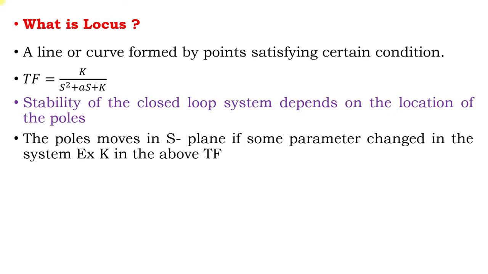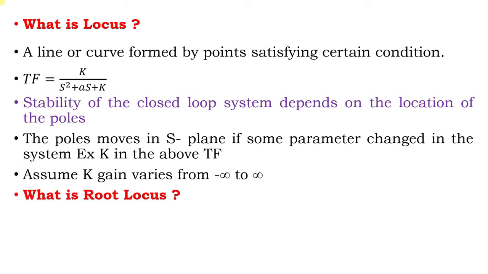Sometimes what happens is the parameter, the gain K, changes. If it changes, then the poles will move from one place to another in the S-plane. So due to the movement of the poles, the stability may change. Therefore, to understand the locus of the system, we'll change the gain K from minus infinity to plus infinity. Then we'll see how the poles move. Based on this, we can say whether the system is stable or unstable.